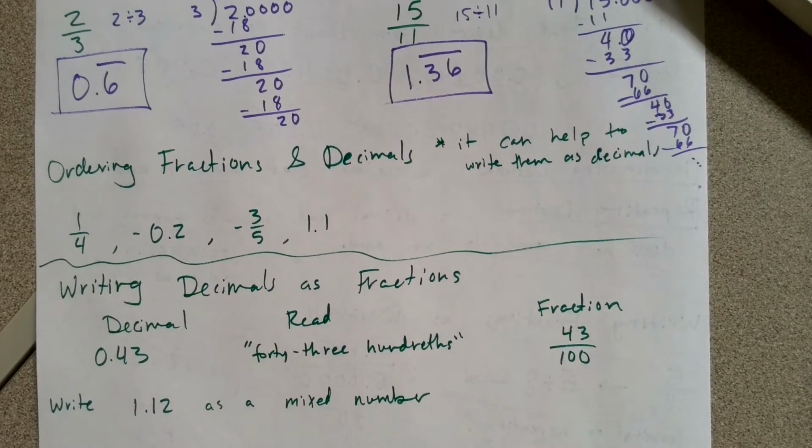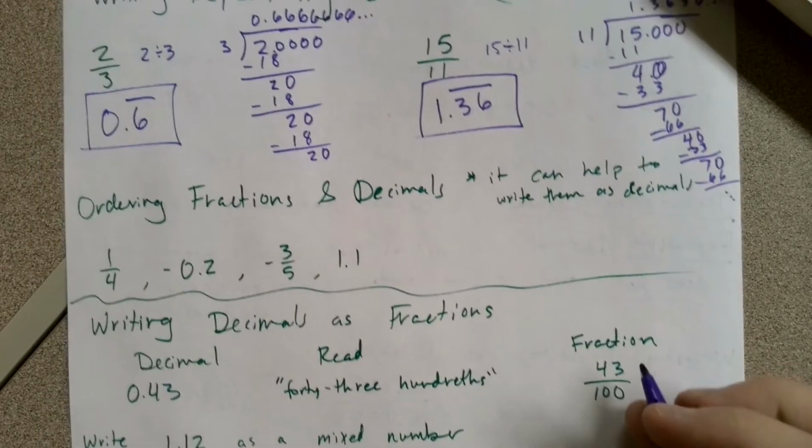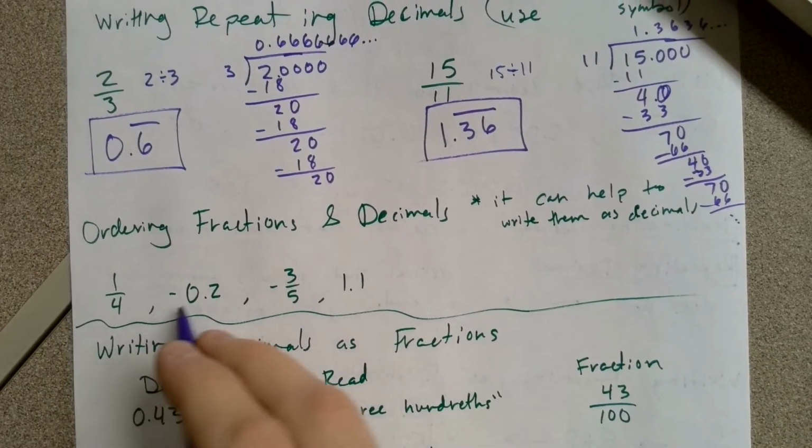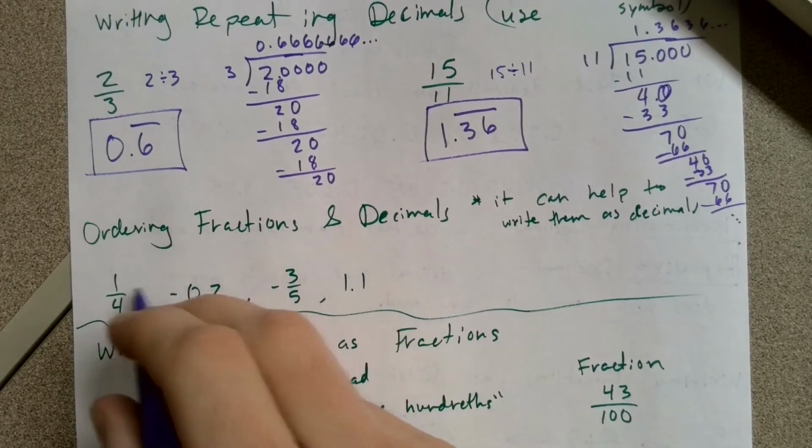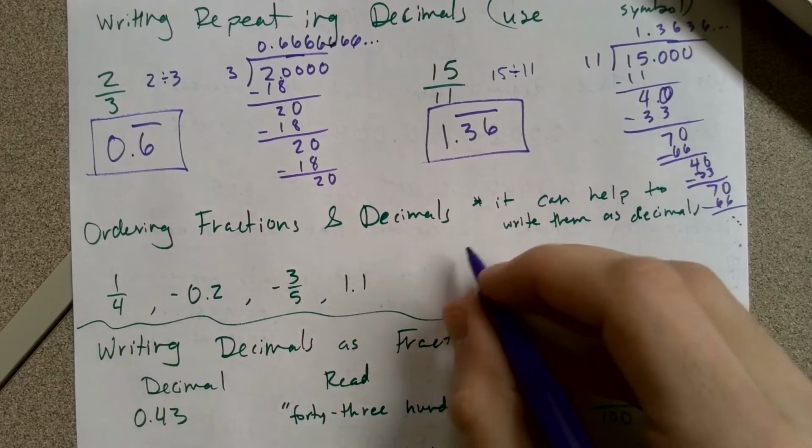Ordering fractions and decimals. It can help to write them all as decimals. This is very true. So watch what we're going to do here. We have a decimal right here. We're going to leave that one. We need to change this one and this one into a decimal.